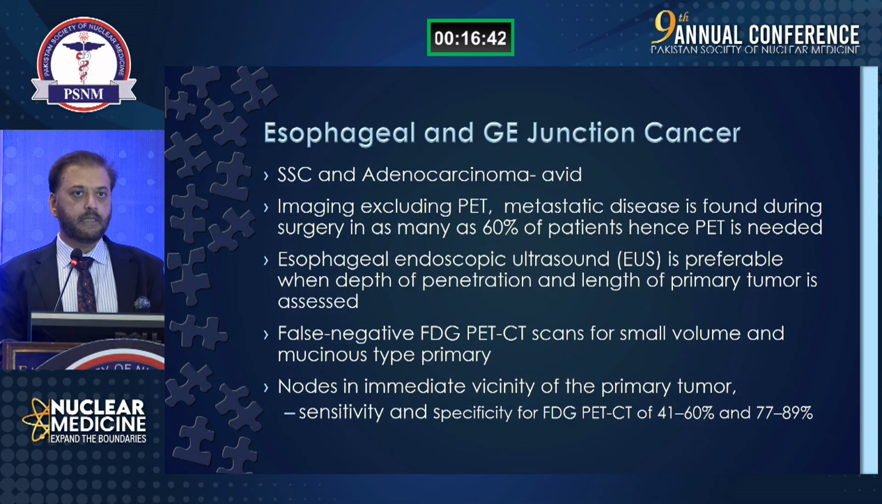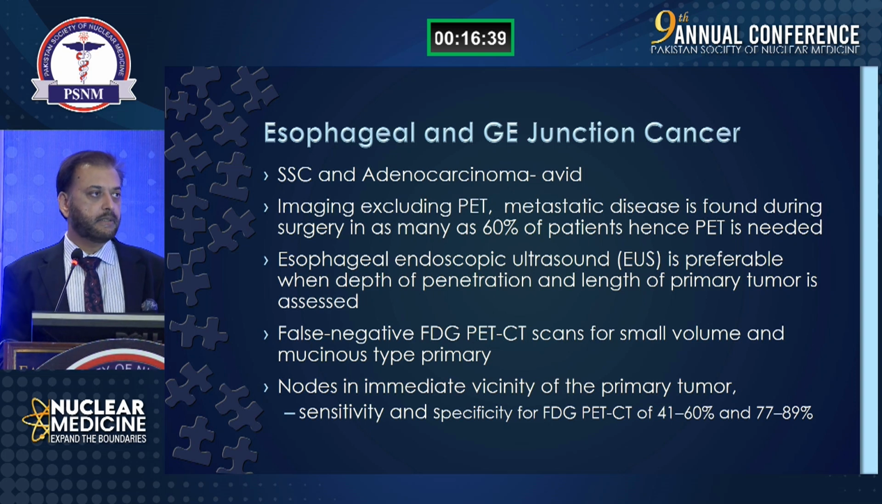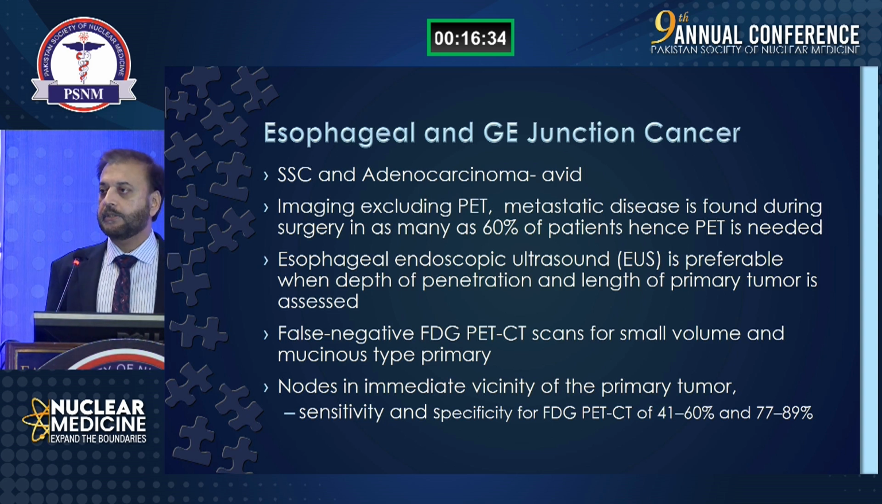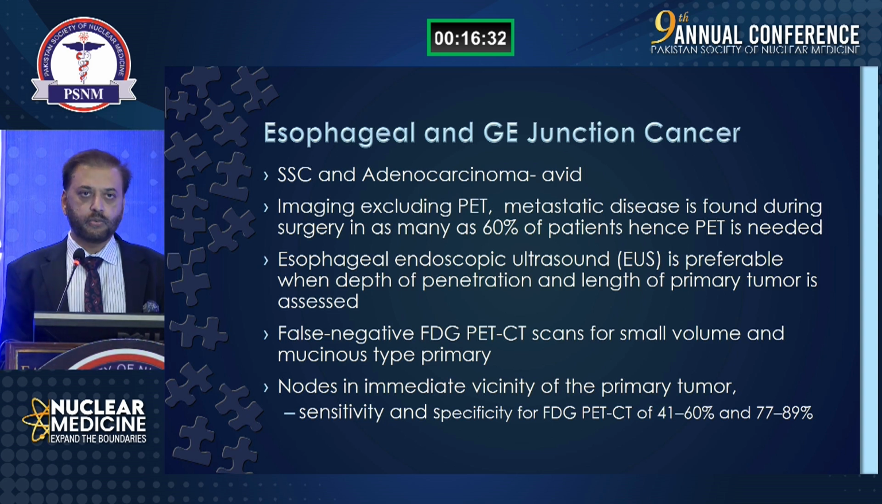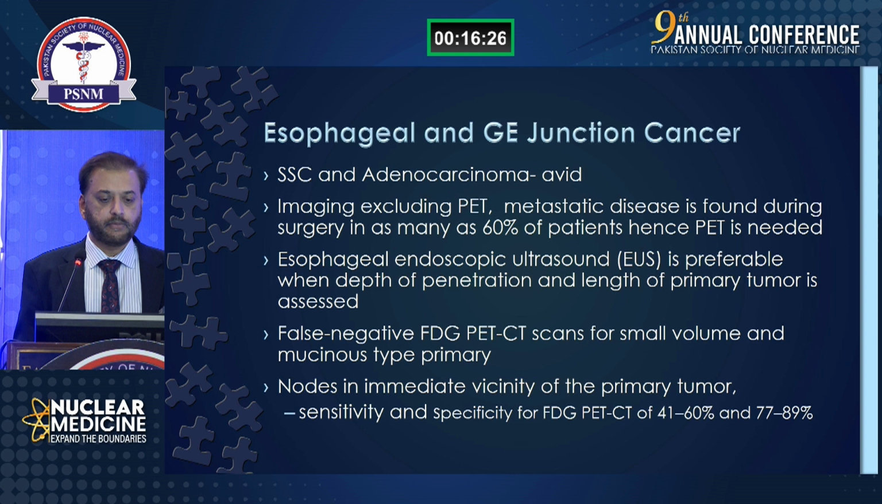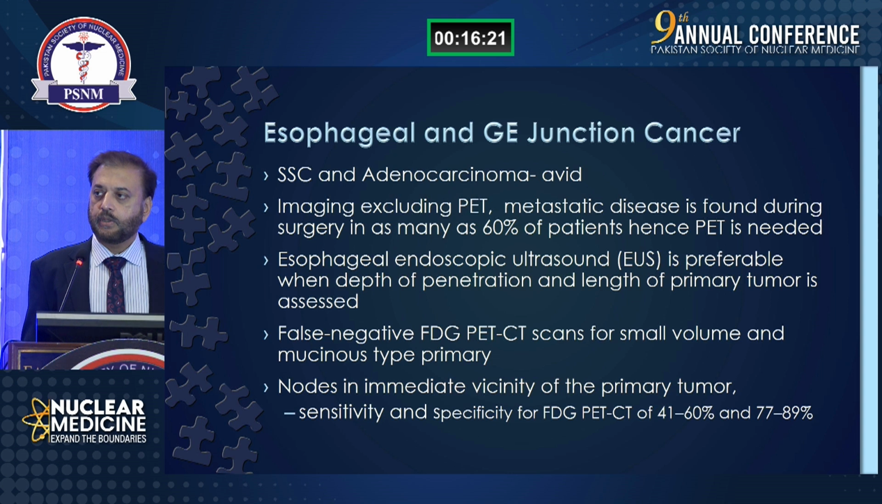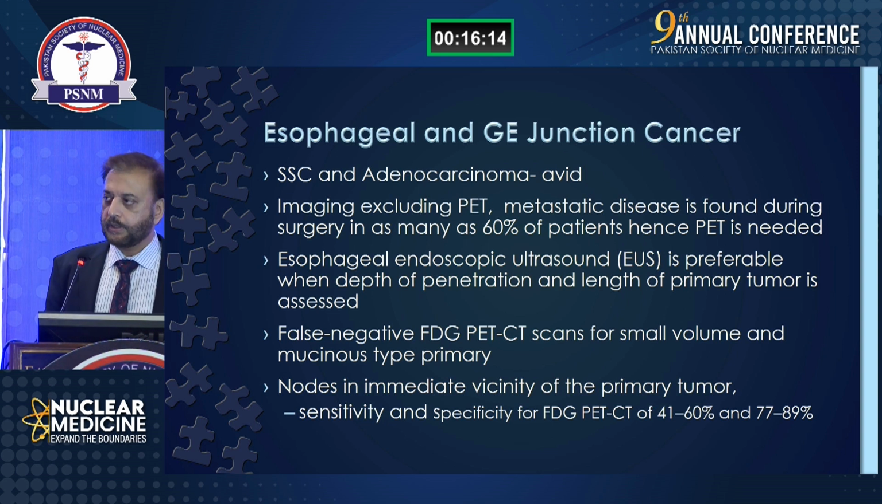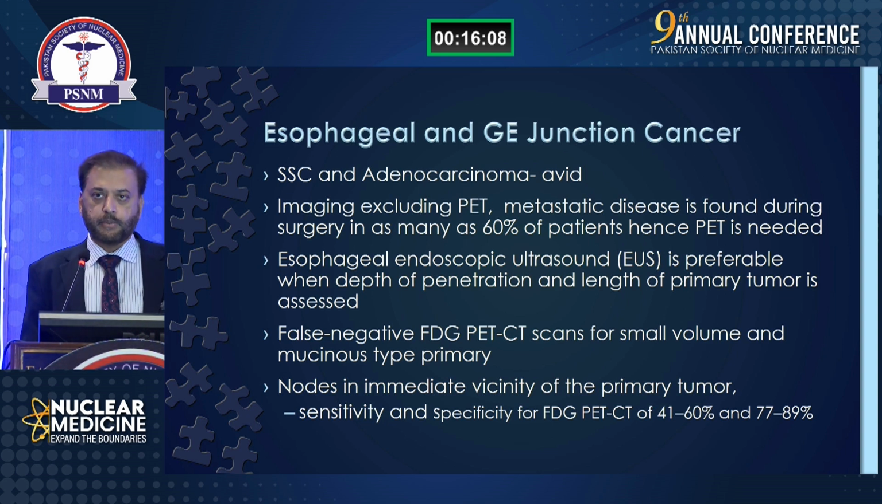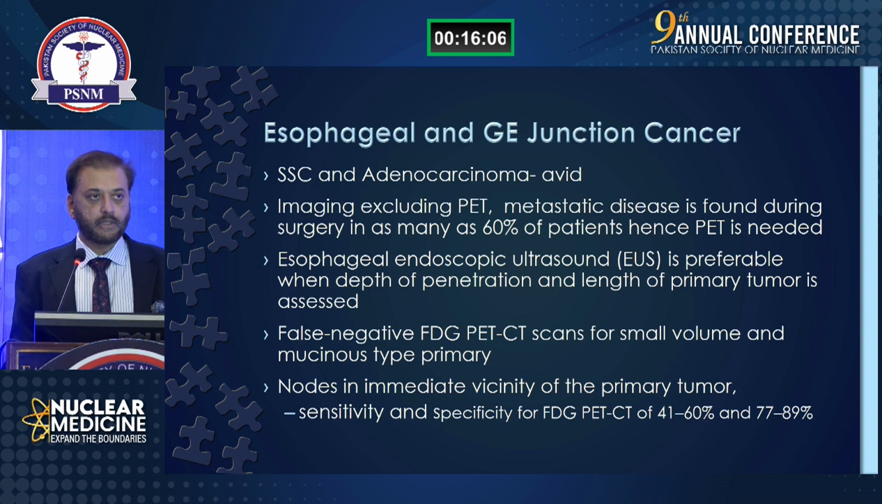So for esophageal and GE junction tumors, we need to remember that many clinical guidelines do not recommend FDG PET-CT to be used as an initial staging tool. Although both squamous cell carcinoma and adenocarcinoma show high FDG avidity, during surgery they found that up to 60% of cases may show nodal metastasis, even though it was not evident on routine imaging. So there is a case for FDG PET-CT to be used prior to surgery in patients with esophageal cancer.